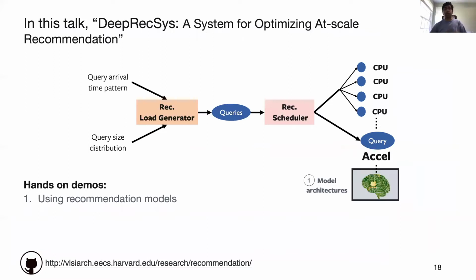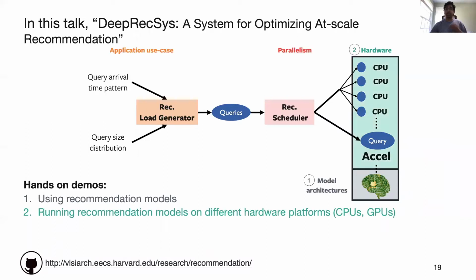In this talk, we will present the open source DeepRecSys implementation by stepping through each key component that can be extended to study a wide variety of recommendation use cases and optimization opportunities. First, we will provide a hands-on demo on how to use and extend the collection of recommendation models provided. Second, we will show how to run the recommendation models on different hardware platforms, including CPUs and GPU-based AI accelerators.